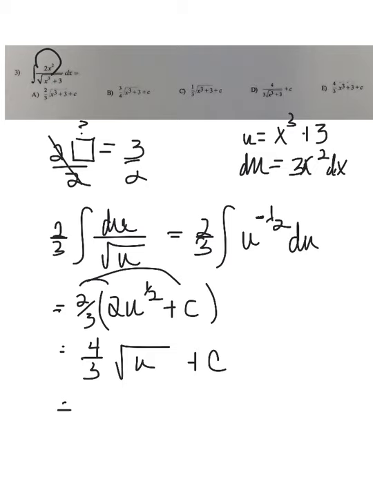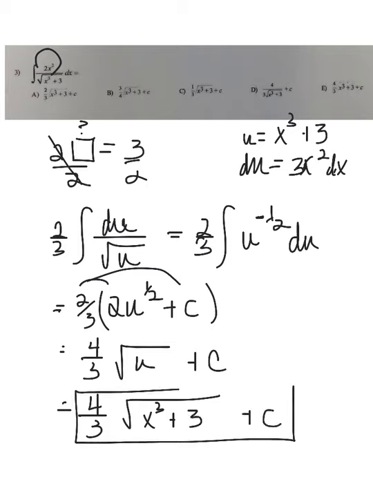Okay, last step. Now all we're going to do is substitute back in our u value, which is x cubed plus 3, plus c. And there is our answer. Okay, and that answer is choice E.